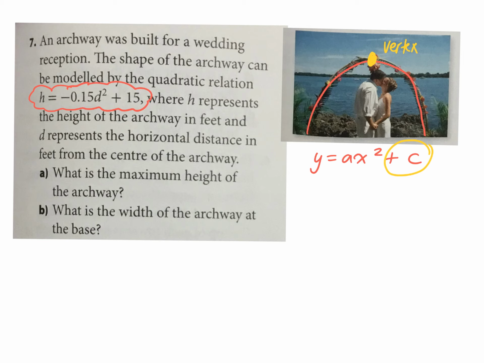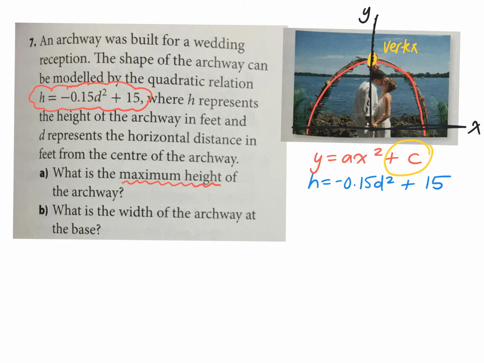So if we were to graph this, it would look like this, the graph. This would be the y, this would be the x, okay? When it's in the form ax squared plus c, when you don't have a bx in there, so it's h equals negative 0.15 d squared plus 15. So just looking at that and looking at the equation, you can automatically answer A. So what would be the maximum height of this archway?